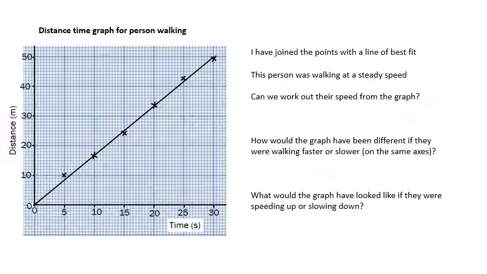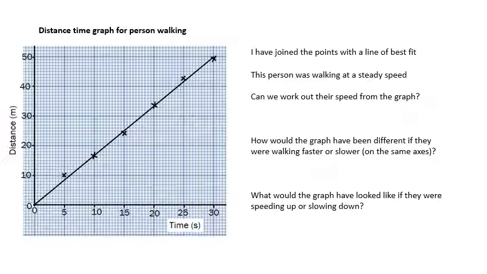How can we work out their speed? Well, speed is distance over time. So from the straight line, the best point to use would be 50 meters in 30 seconds, and that would give you a speed of 1.67, 1.6 recurring, or just 1.7 meters per second.